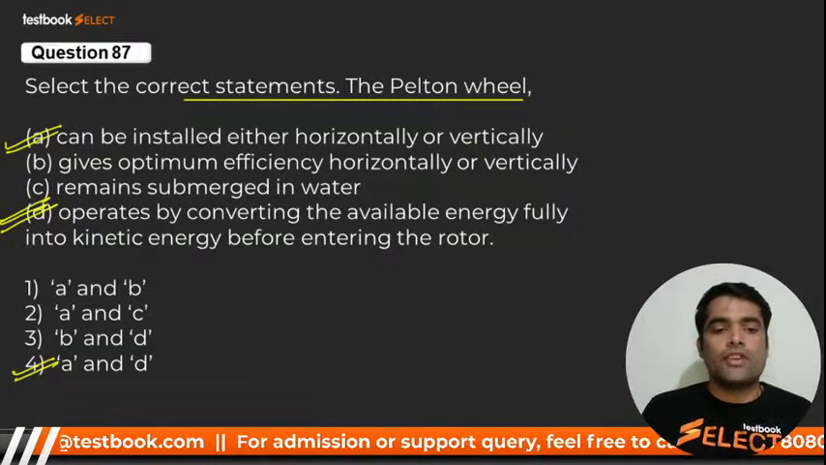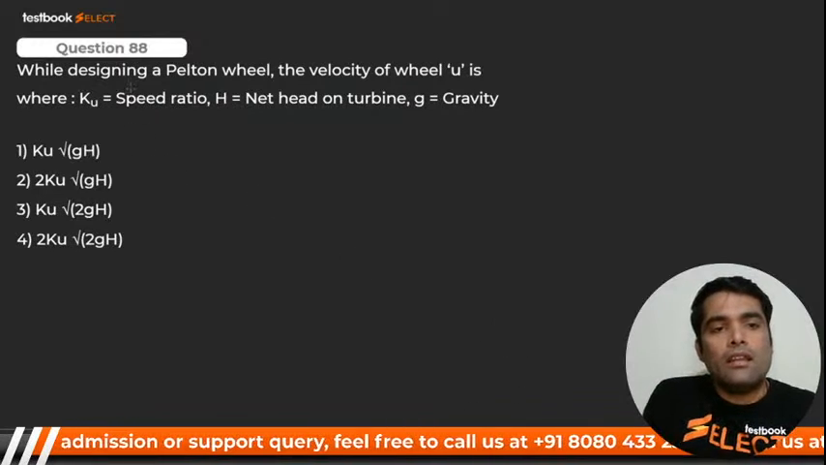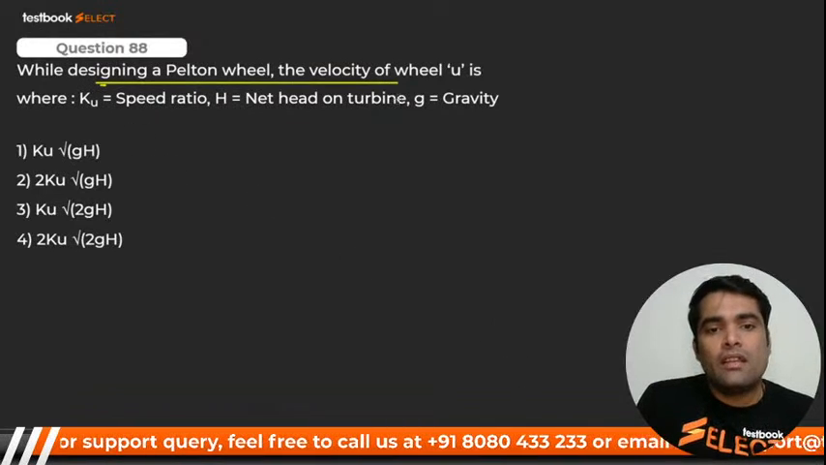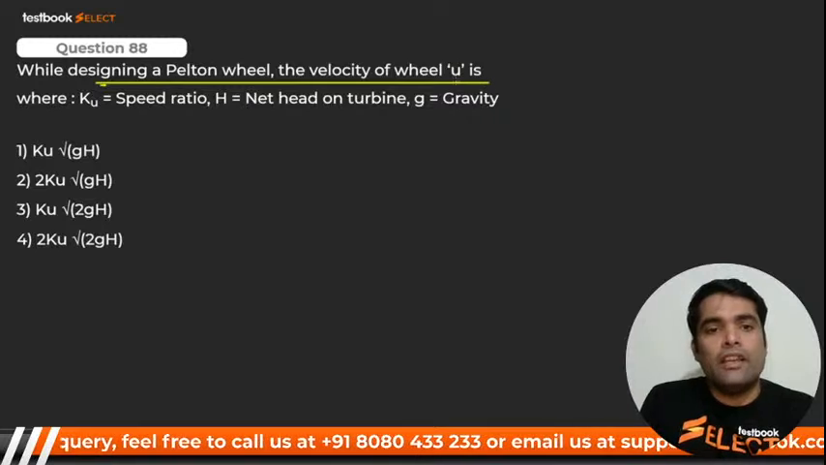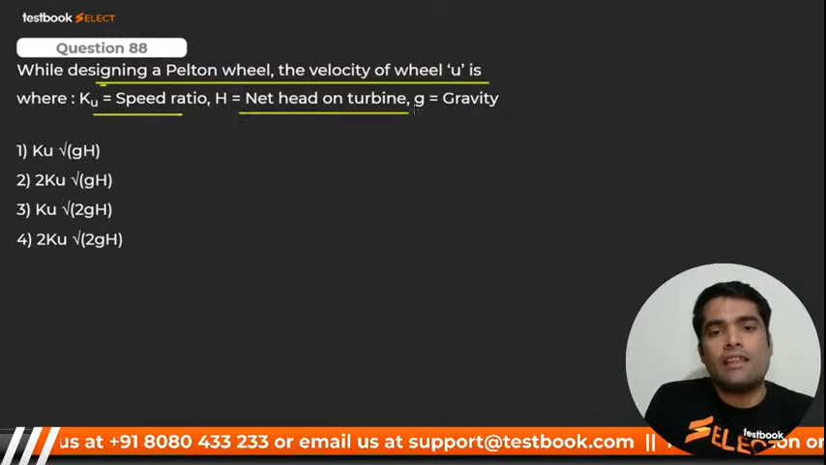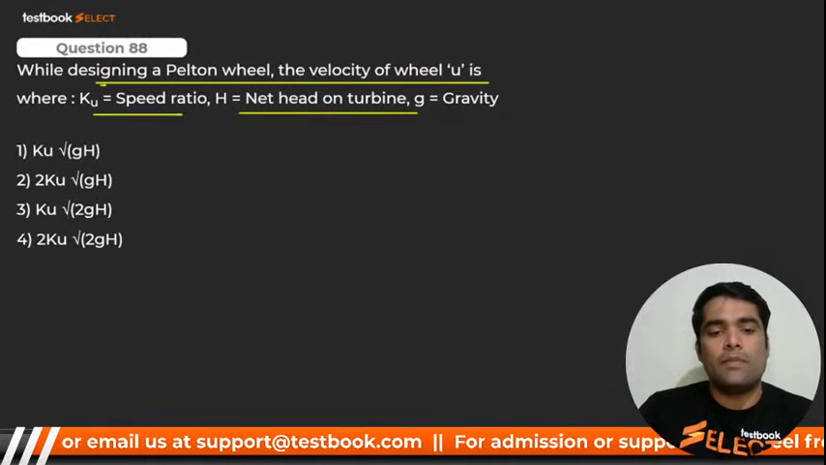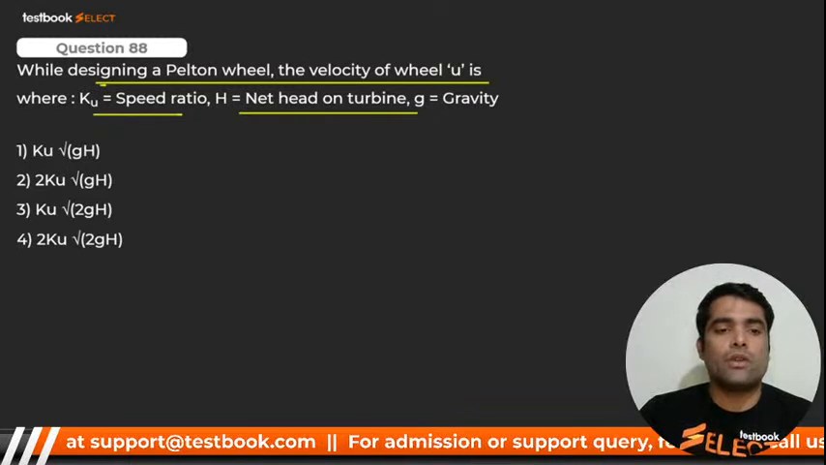Here we go for next. Mukesh Sharma. Very good here. While designing a Pelton wheel, the velocity of wheel U is given by, KV is given, head is given, and this one. My dear, please tell me the formula for it. Guys, be fast and tell me the formula for it.